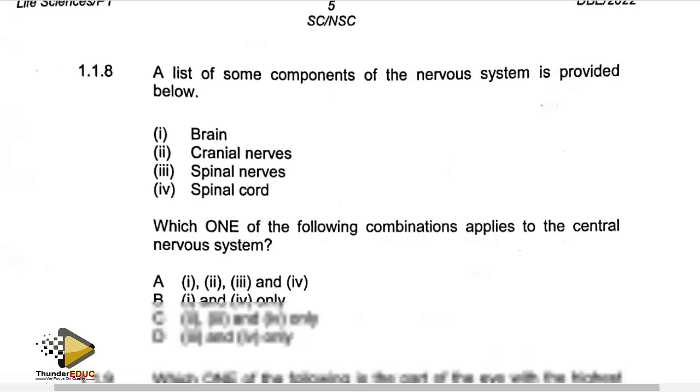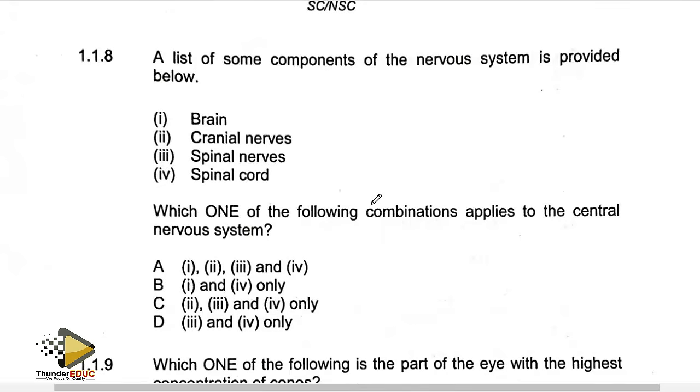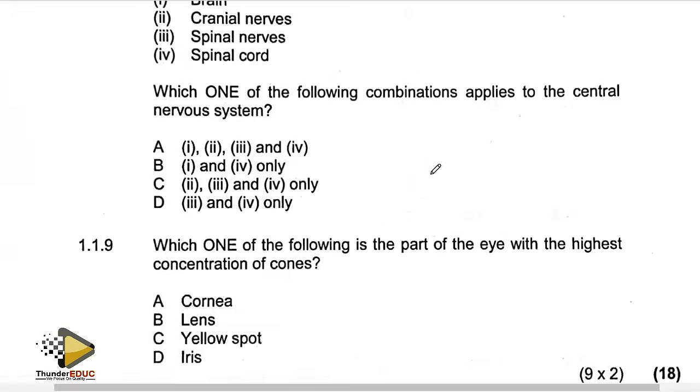Then we go to 1.8. The list of some components of the nervous system is provided below. They are saying the brain, the cranial nerves, the spinal nerves, and then the spinal cord. Which one of the following combinations applies to the central nervous system? The central nervous system is composed of two things, that is the brain and the spinal cord. So you look for where there is the brain and where there is the spinal cord.